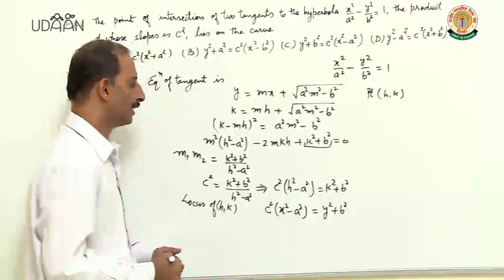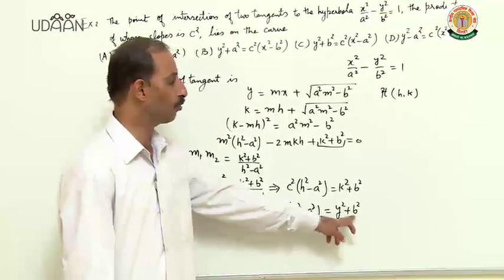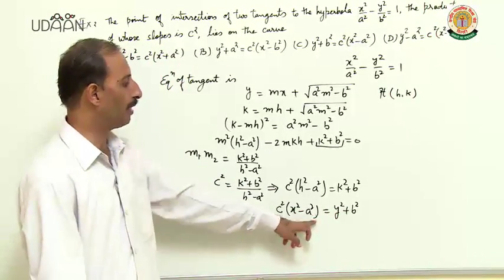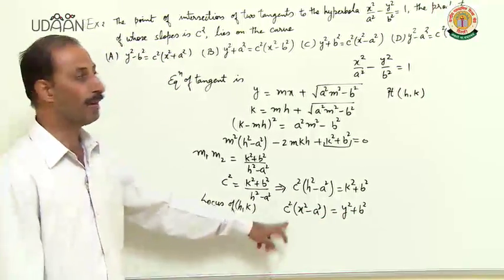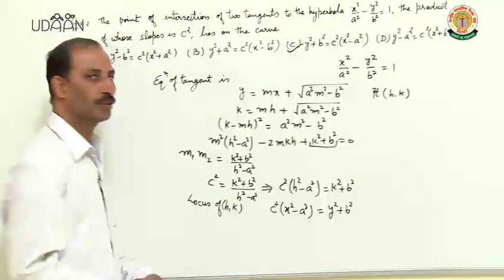Now children, check which option is your correct option. So y square plus b square is equal to c square into (x square minus a square). This will match with the C option. So C option is the correct option for this question.